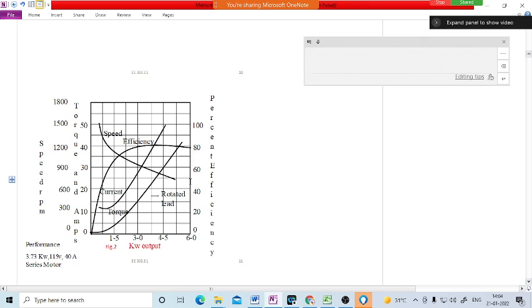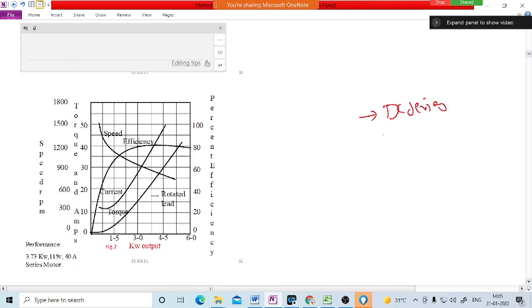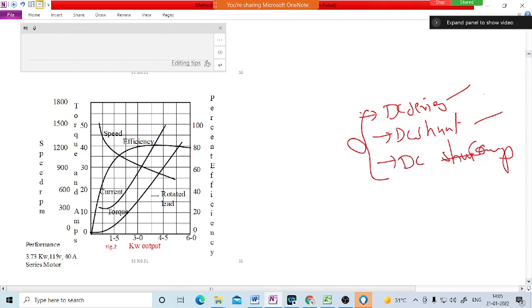Okay, so here we'll take one graph. We will do the DC shunt and DC series motor brake tests. Performance characteristics are obtained from the direct test, that is, we are going to apply the load, that is the brakes. By applying the brake test, we are going to draw the different performance characteristics of the machine.